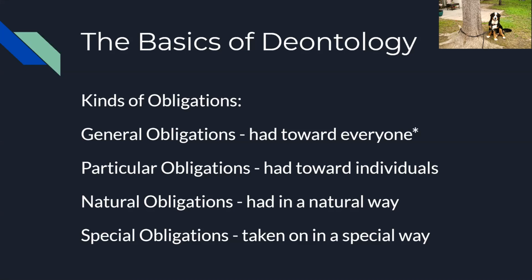So there are general obligations. A general obligation is an obligation that you have towards everyone. Particular obligations are had by individuals towards individuals. Natural obligations are obligations that come about for natural reasons, and so people generally think that something like a natural obligation is formed between parents and children. And special obligations are obligations that individuals take on, right?